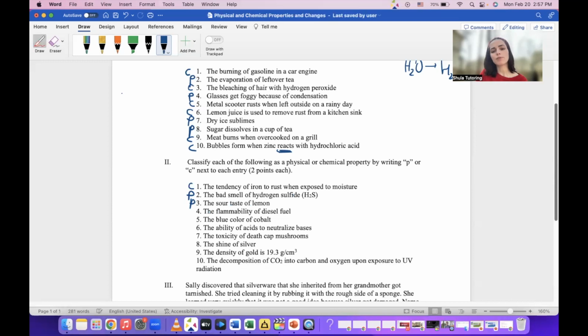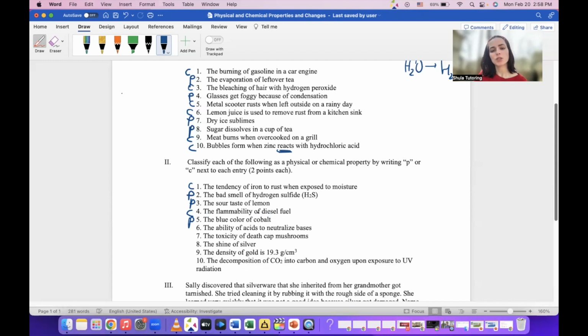The flammability of diesel fuel. So flammability is the ability to burn. So burning is a chemical reaction, right? So in order to display this property, diesel fuel would have to change its chemical composition. So this is a chemical property. The blue color of cobalt, just like smell and taste, a color is one of those properties that substances display without changing their chemical composition. So this is a physical property.